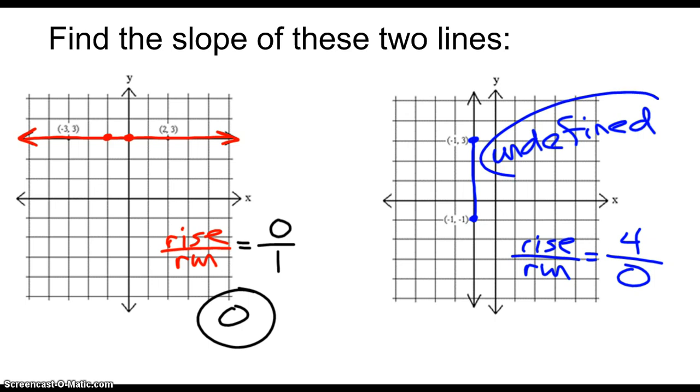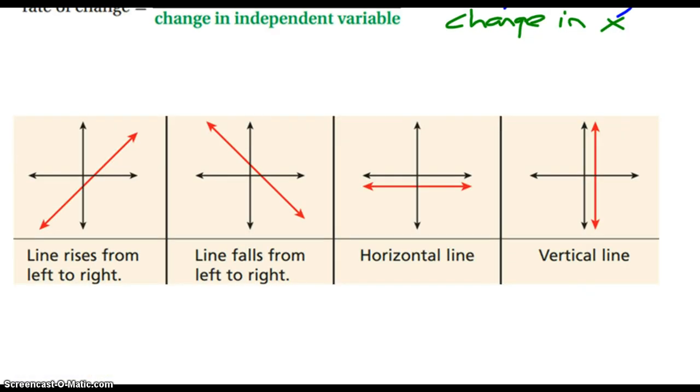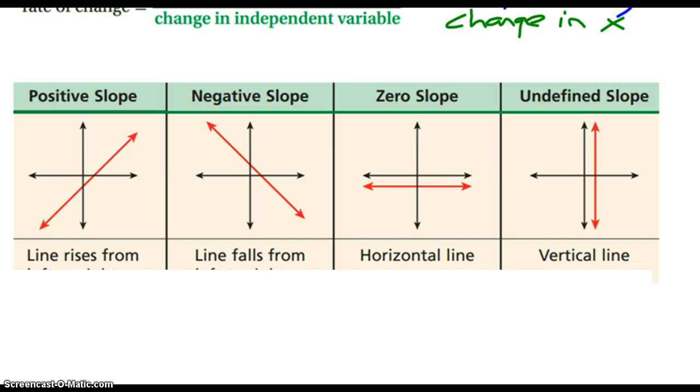So here's our big discovery. I had one more thing to talk about that I'll touch on tomorrow. But we've got 4 types of lines that we can run into as long as they are straight and on a coordinate plane, and here they are. If it rises from left to right, it's going to be positive. If it falls from left to right, it's going to be negative.